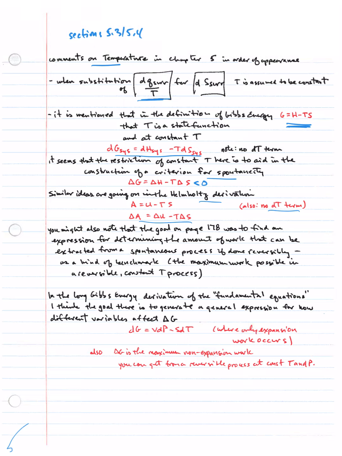In the long Gibbs energy derivation in the fundamental equation section, I think the goal was to generate general expressions for how different variables affect delta G. It was done through differentials, and they prescribed this analysis only for when expansion work occurs. So you could see there is a relationship with pressure and temperature with Gibbs energy. Also, in this derivation, they went on to calculate an expression for delta G. That was the maximum non-expansion work you can get from a reversible process at constant T and P.